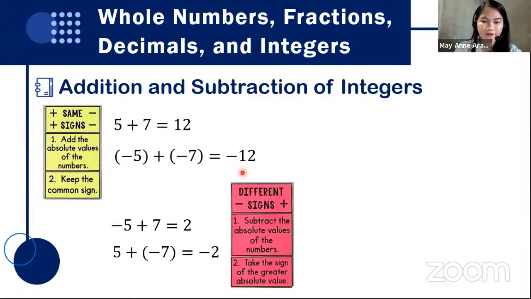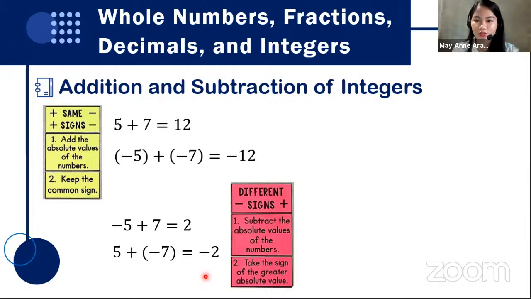What if they have different signs? Instead of adding the two numbers, we subtract the absolute values of the numbers and then take the sign of the greater absolute value. So for negative 5 plus 7, we'll subtract. So you have 2. Since 7 is the greater absolute value, our answer should be positive. And for the other example, you have 5 plus negative 7. Again, subtract since they have different signs. But in this case, the sign of the number with greater absolute value is negative. So our answer is negative 2.